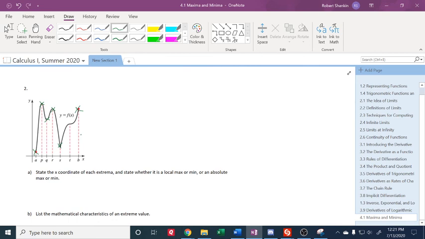All right. So now let's go to part B. List the mathematical characteristics of an extreme value. And I'm going to ask group 6. Mathematical characteristics. I think we're going to have to pass on that one. We still don't have an answer. Okay, not sure? That's fine. Let's go to group 4. Mathematical characteristics. Extreme value.